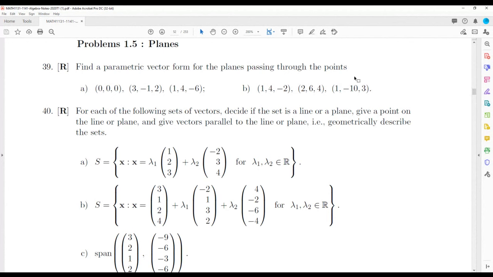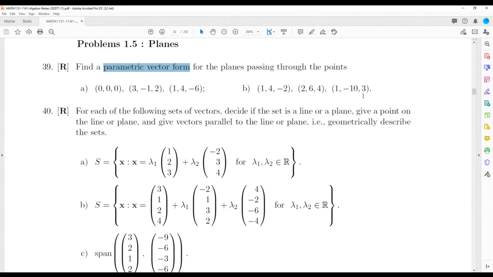Okay, so one of the suggested questions is 39 part B. So basically you've got 3 points and you're asked to determine the parametric vector form of a plane that passes through these points. So I'll do this a couple of ways. First, I'll draw a picture, and then I'll do it by hand, okay?